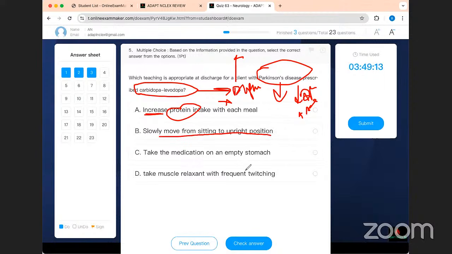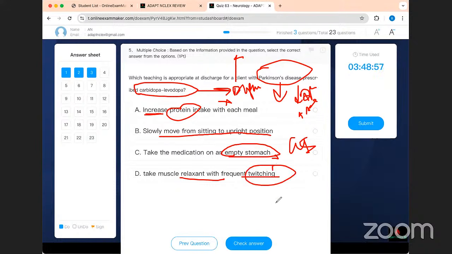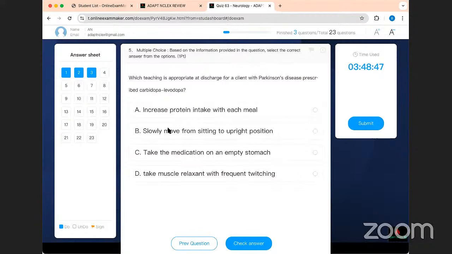You've got to look at the rest of the answers and see if there's any other option. Take the medication on an empty stomach. It causes GI upset. So this is not a good option. Take a muscle relaxant with frequent twitching. If you're twitching too much, you're developing tardive dyskinesia. It's not good. Therefore, the best answer is orthostatic hypotension. This patient will fall. Falls are the biggest problem for them.